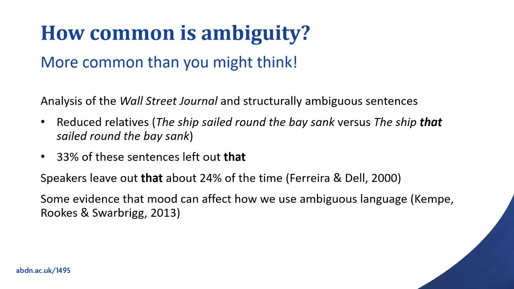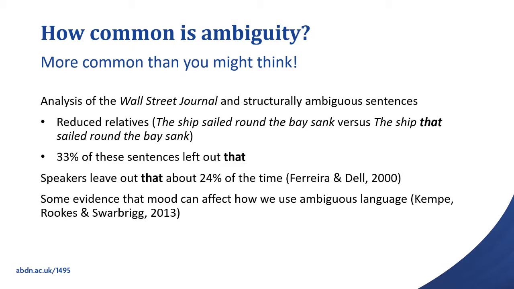Okay, so there was an analysis of the Wall Street Journal. Now, the Wall Street Journal, obviously, is a source that we would expect to pride itself on the clarity of communication. But psychologists have looked at the content of the language used in the Wall Street Journal. And in particular, they've looked at a certain type of structurally ambiguous sentence.